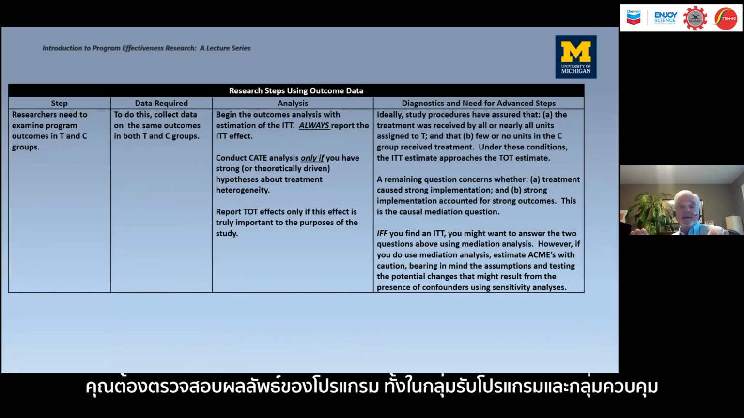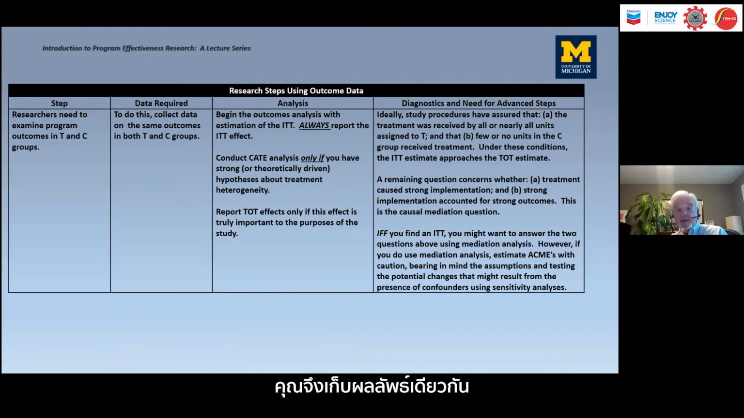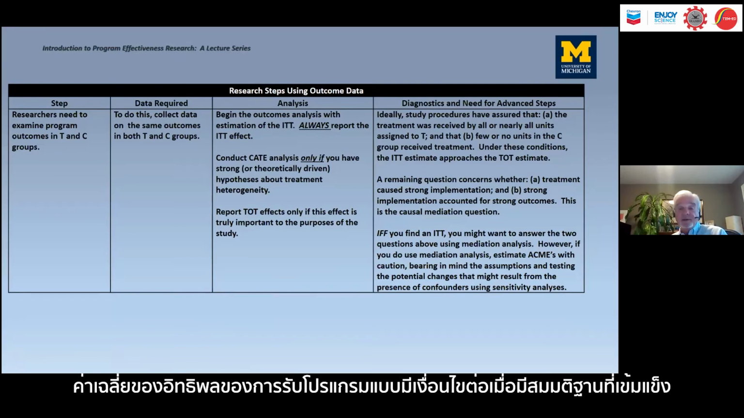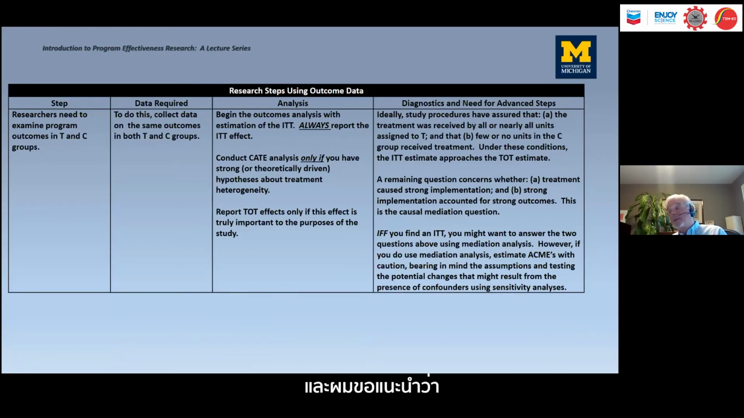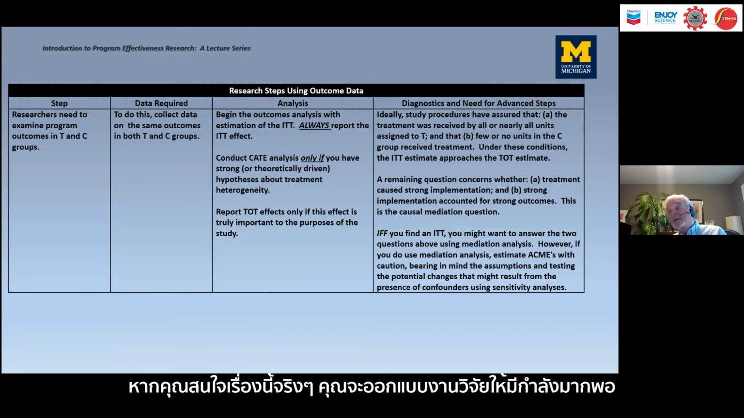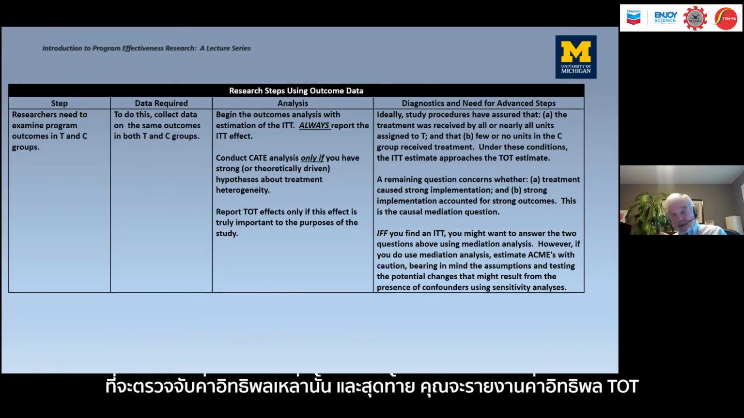And finally, you need to examine program outcomes in both the treatment and the control group. So you collect the same outcome, and you begin the outcomes analysis always with the ITT, and you always report the ITT effect. I would recommend that you conduct the conditional average treatment effects analysis only if you have strong or theoretically driven hypotheses about treatment heterogeneity. And if you're really interested in it, you design the study so it has sufficient power to detect those effects.